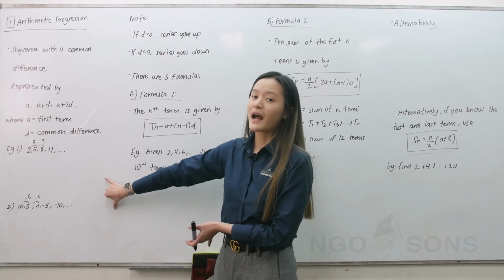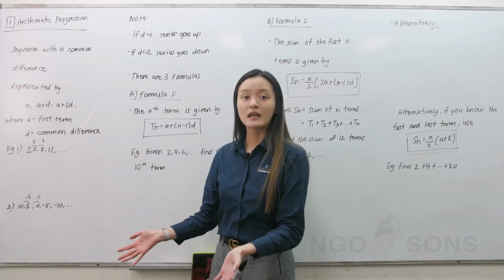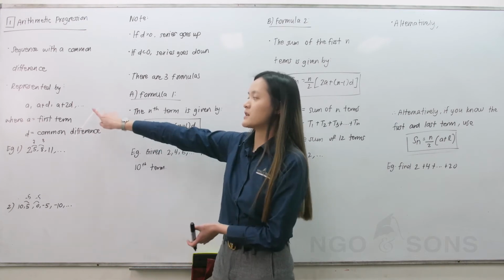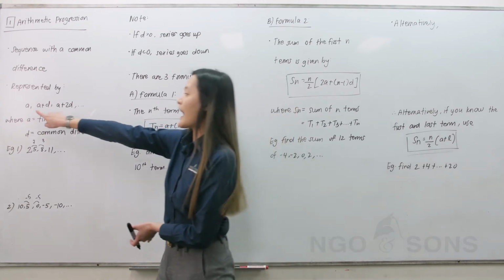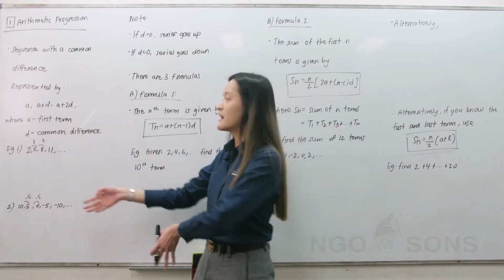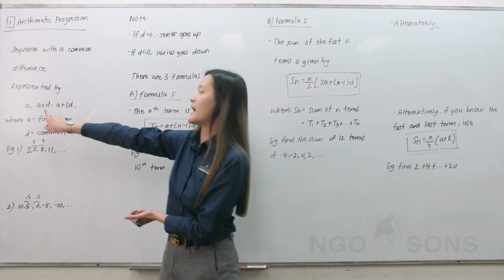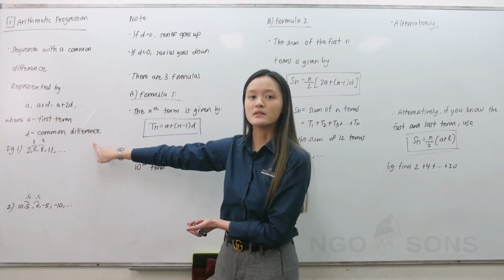Okay? Now what I can do is generalize and say any AP in the world can be represented by this sequence here: A, A plus D, A plus 2D, etc., etc. A is always the first term in your sequence, and D is always the common difference.